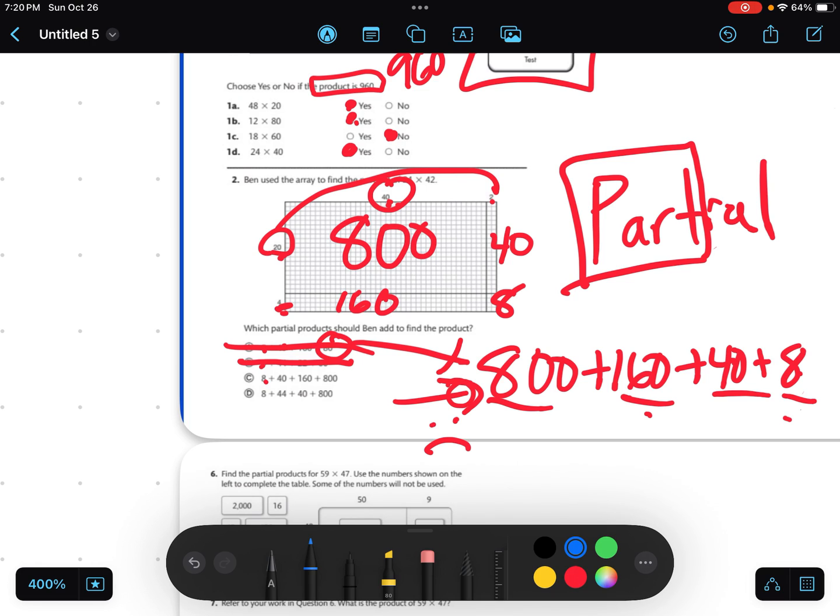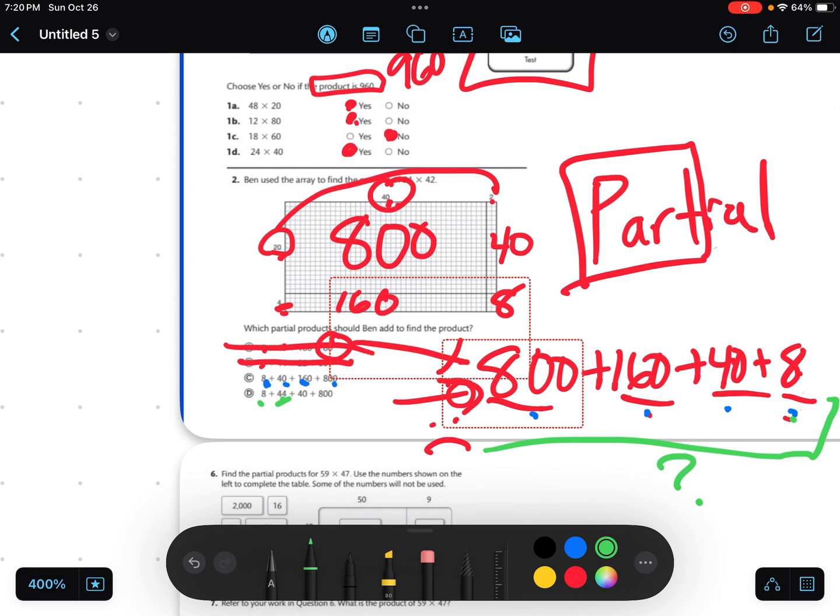Strike through. I have an 8 here. I have an 8 here. Let me use a different color. I have an 8 here. I have an 8 here. 40 here, 40 here, 160 here, 160. That might work. But I'm not going to finish. I need to double check that that's not 2 answers. I have an 8 here. I have an 8 here. I have a 44 here, but I don't have a 44 anywhere. So I could strike through that one. So my answer for 2 would be 8 plus 40 plus 160 plus 800.